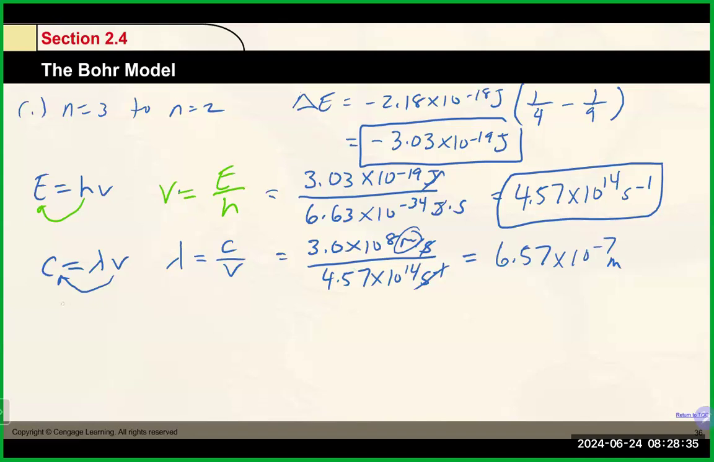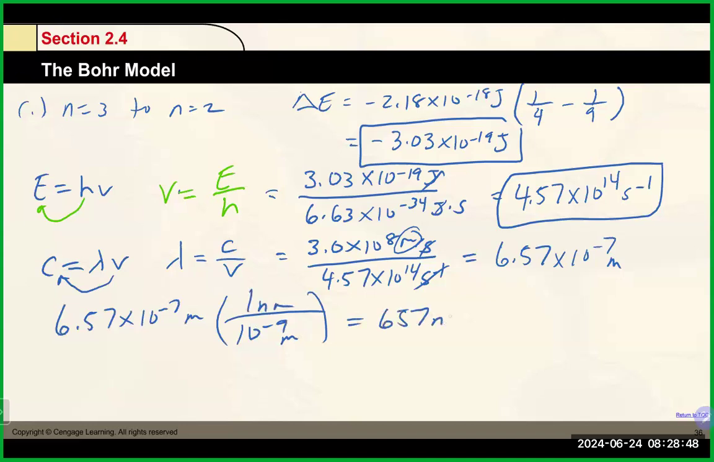We'll put it in nanometers like all the others. So 6.57 times 10 to the minus 7 meters. Again, 10 to the minus 9 meters is a nanometer. Going to get us 657 nanometers here. A little orangey red type deal in terms of the color.